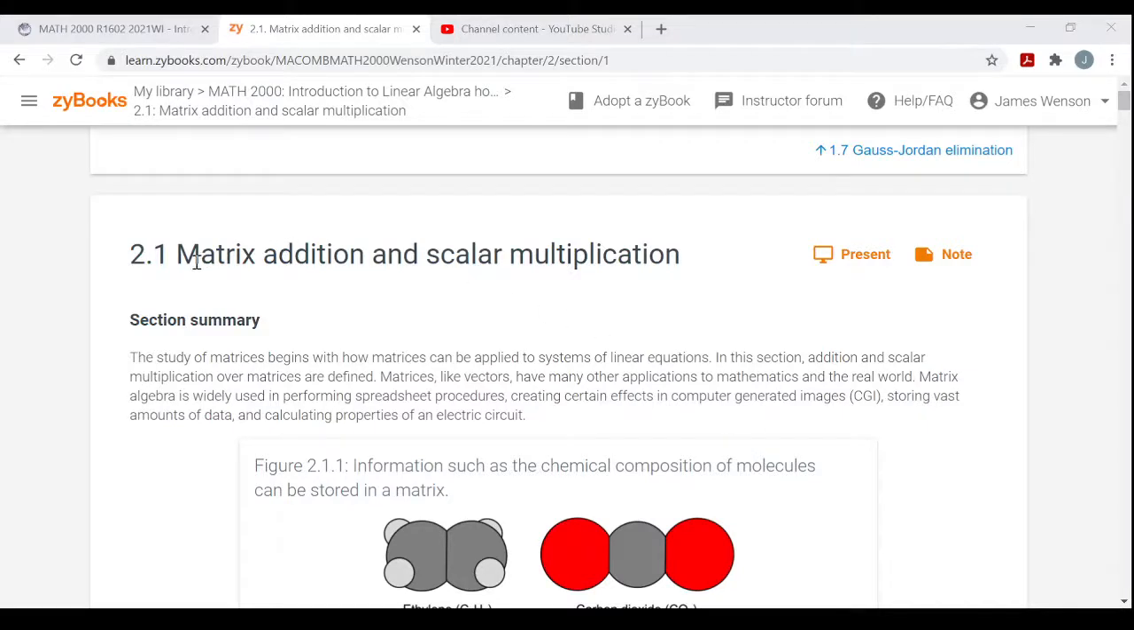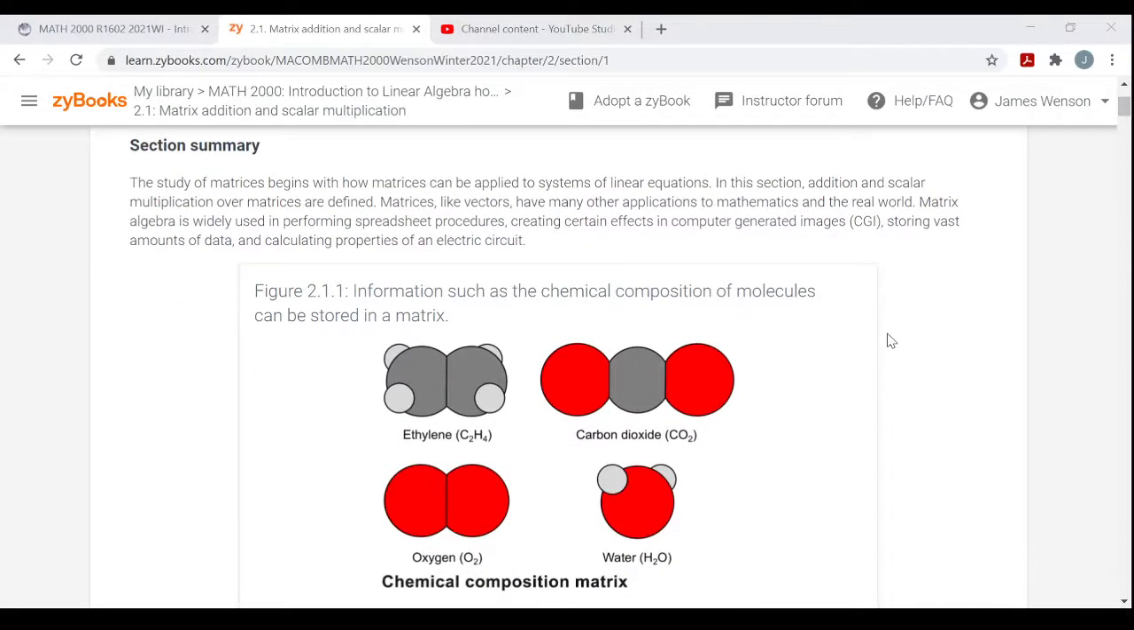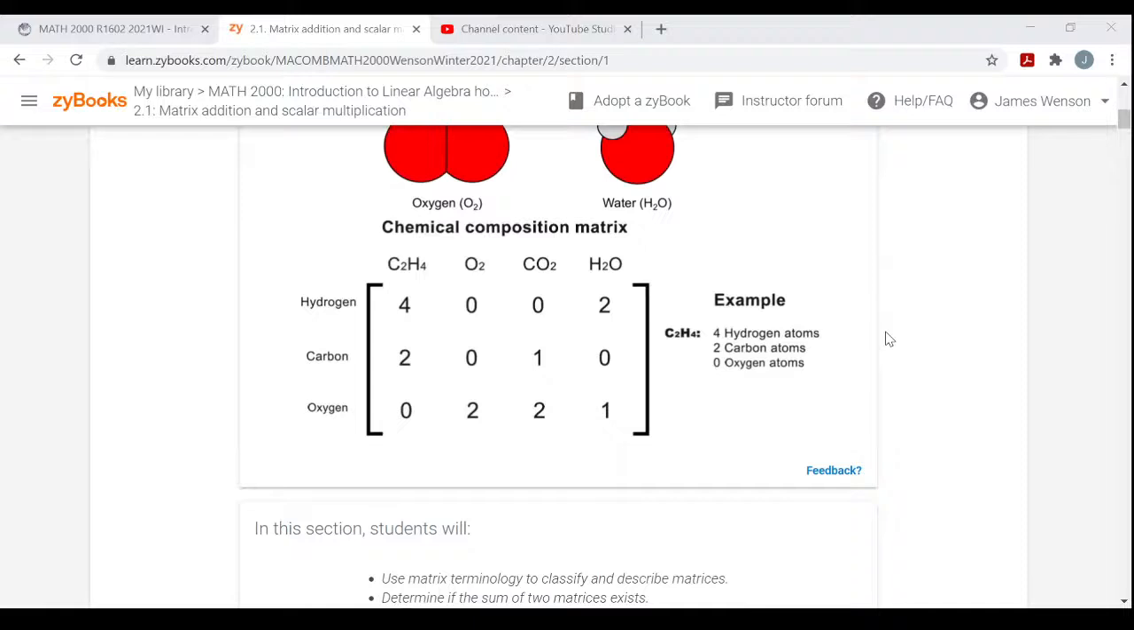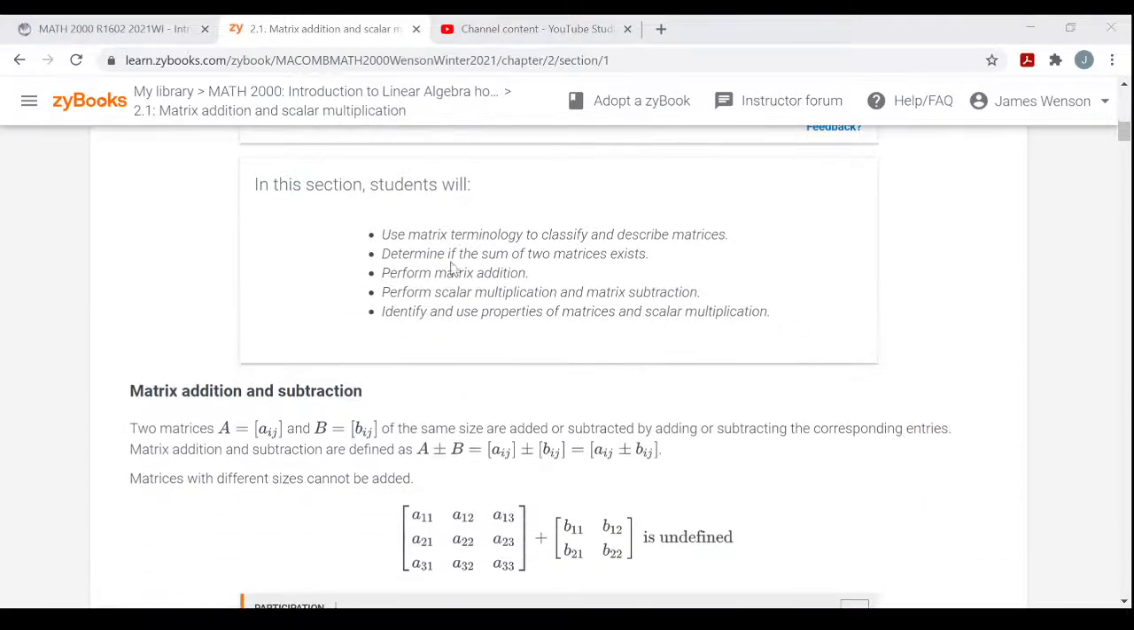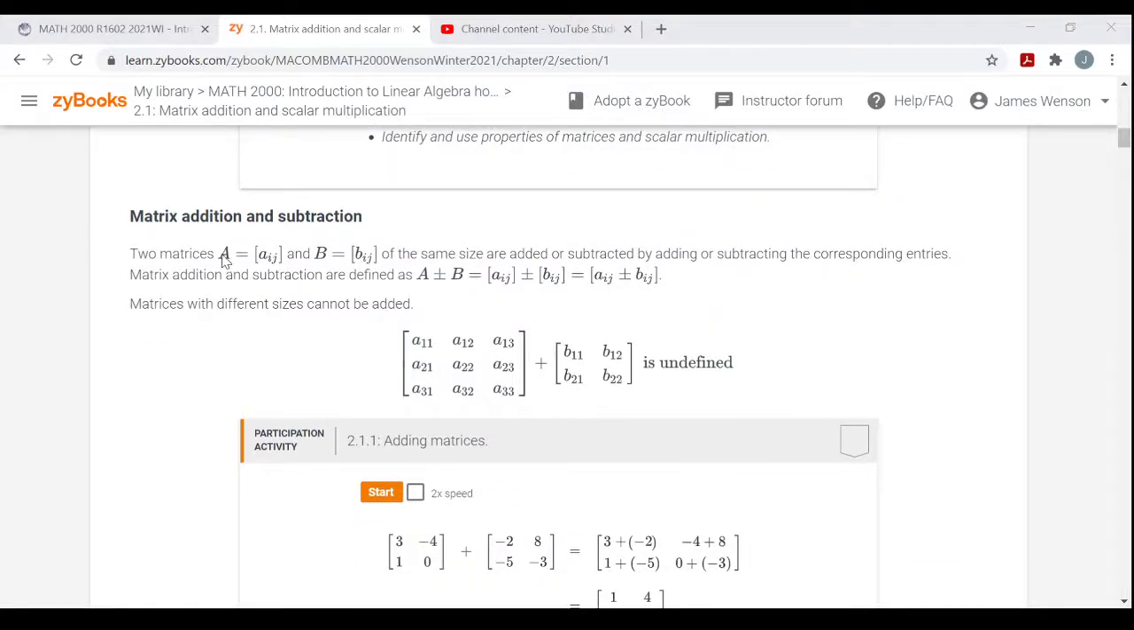Alright, so here we have 2.1, matrix addition and scalar multiplication. You can read this example. You've got the objectives. Remember how matrices can be represented. You have little brackets, and if the matrix is called capital A, very often they call each entry of the matrix a lowercase a, and then the subscripts tell you what row and column you're in.